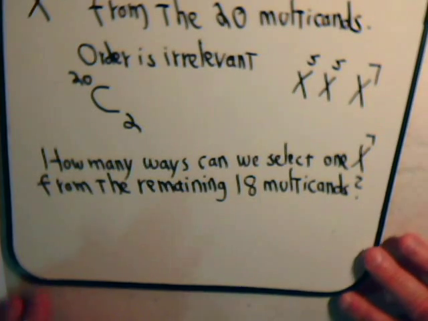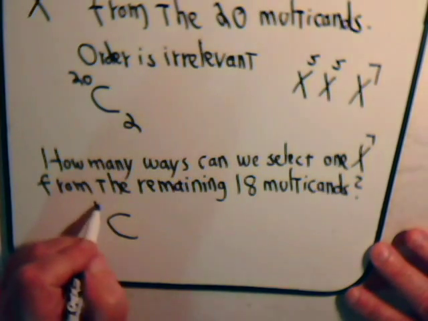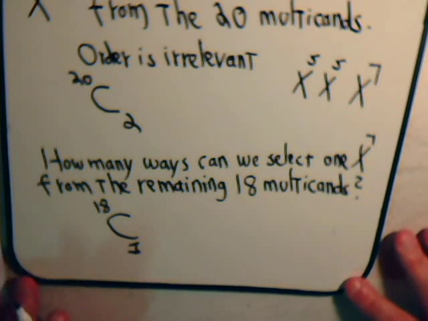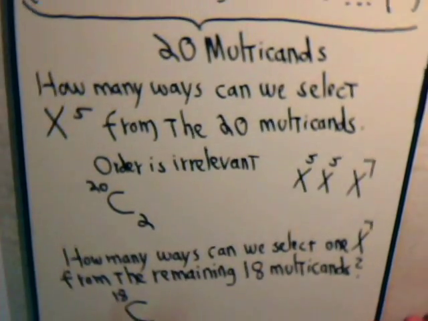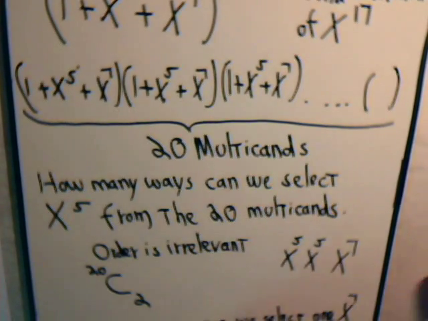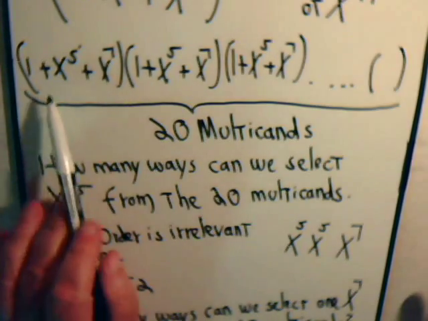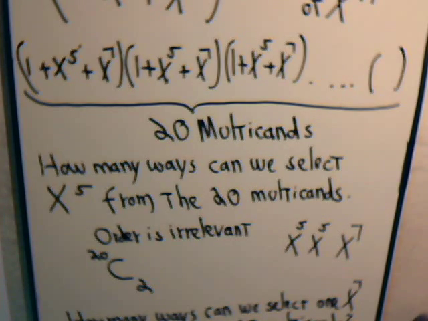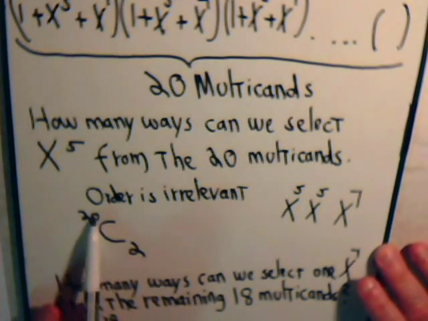And of course, that answer is just simply C(18, 1). So here, to get x to the 17th, when we're multiplying 20 of these together, we need to select 2 x's to the fifth and 1 x to the seventh, and we're asking ourselves, how many ways can we do that? Well, from amongst 20 of these, we get to choose 2 of them that have x to the fifth, and this is the number of ways that you can do that.